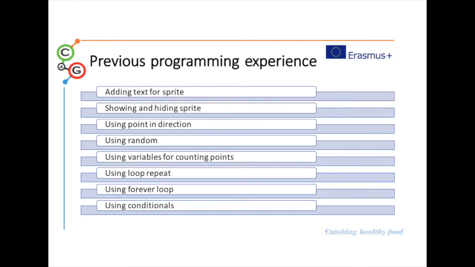From the previous activities, students already know how to add text for a sprite, how to show and hide sprite, how to use pointing direction, how to use random, how to use variables for counting points, how to use loop repeat and forever loop, and how to use conditionals.